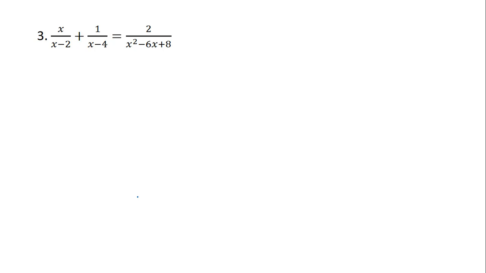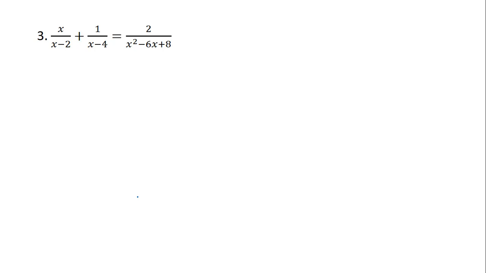This third equation is x divided by x minus 2 plus 1 divided by x minus 4 equals 2 divided by x squared minus 6x plus 8. Again, it would be a great idea if you want to pause the video and try to work this one on your own, and then resume it when you're done.